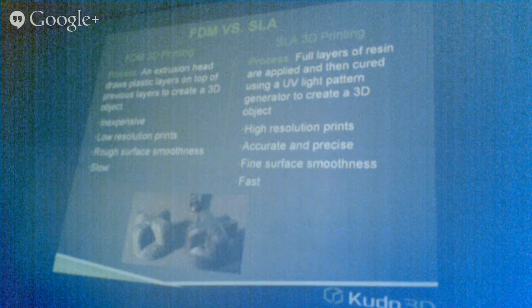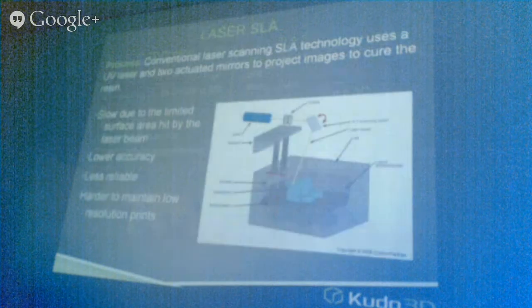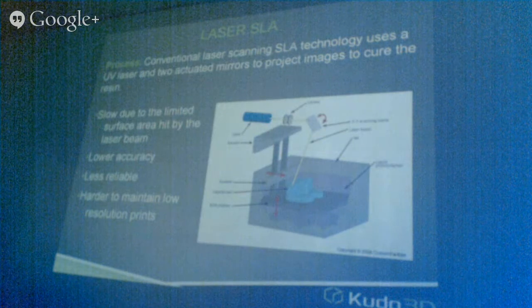With SLA 3D printing, you use full layers of resin and cure them with a UV light pattern to create a 3D object. You can create higher resolution prints with accuracy and precision, and it has a fine surface smoothness and is very fast. With SLA printing, there are two types: laser and DLP.